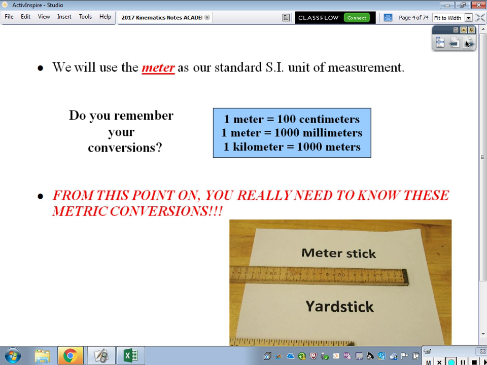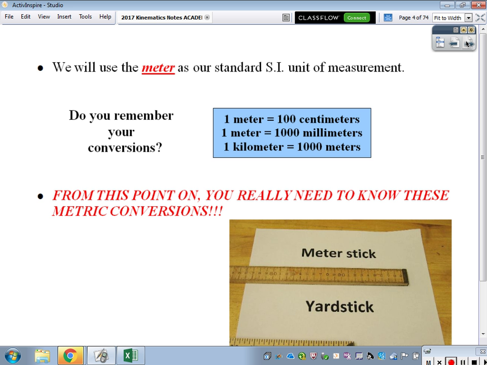Are there times that we express things in the English standard system where we have inches, feet, and miles, that sort of stuff? Absolutely. Okay, but there are times that we need to go ahead and do that conversion. We'll talk about many of those common conversions as we go throughout.